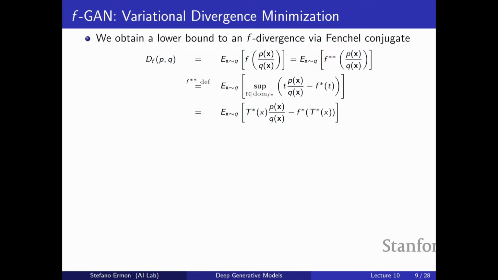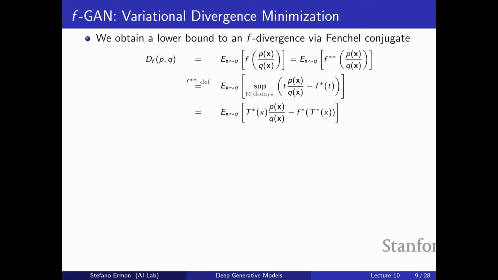Now, what you can see is that for every value of x, there is going to be a different value of the density ratio, and there is going to be a different value of t that achieves the supremum. And we can denote the supremum that you get for any particular x as t star of x. So this is just the value of the supremum when we're looking at data point x.